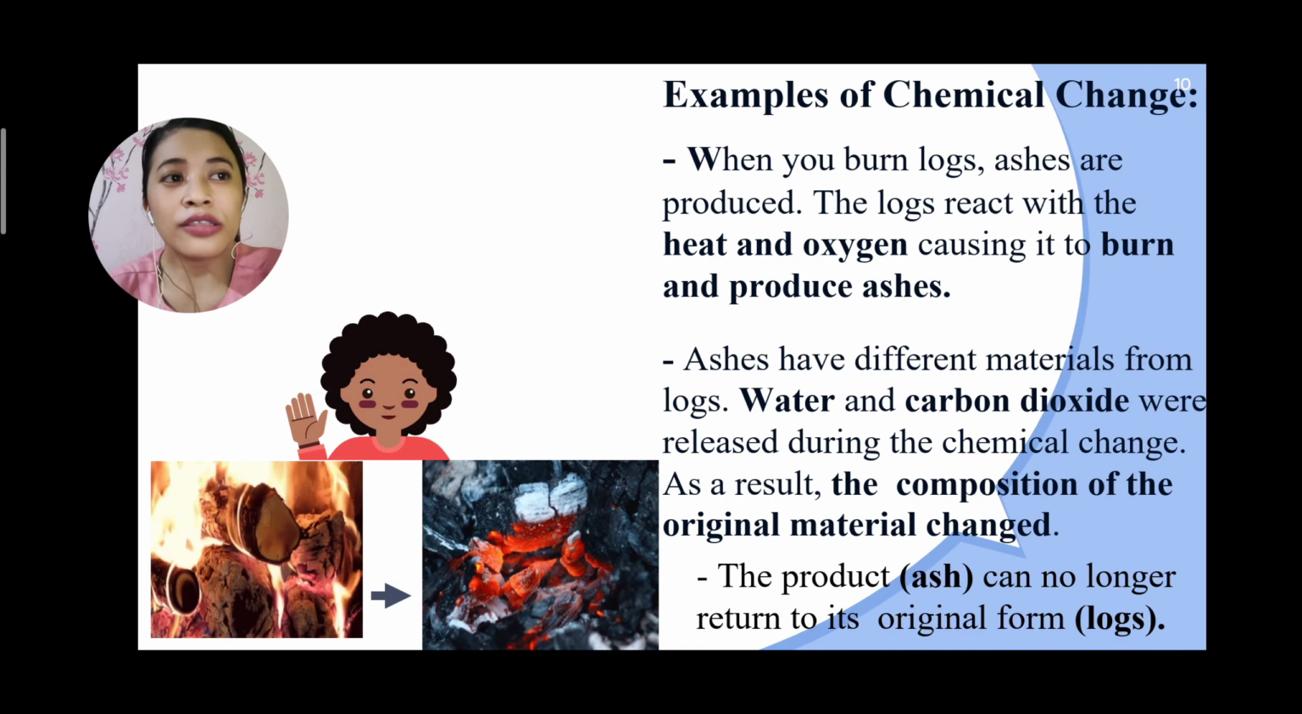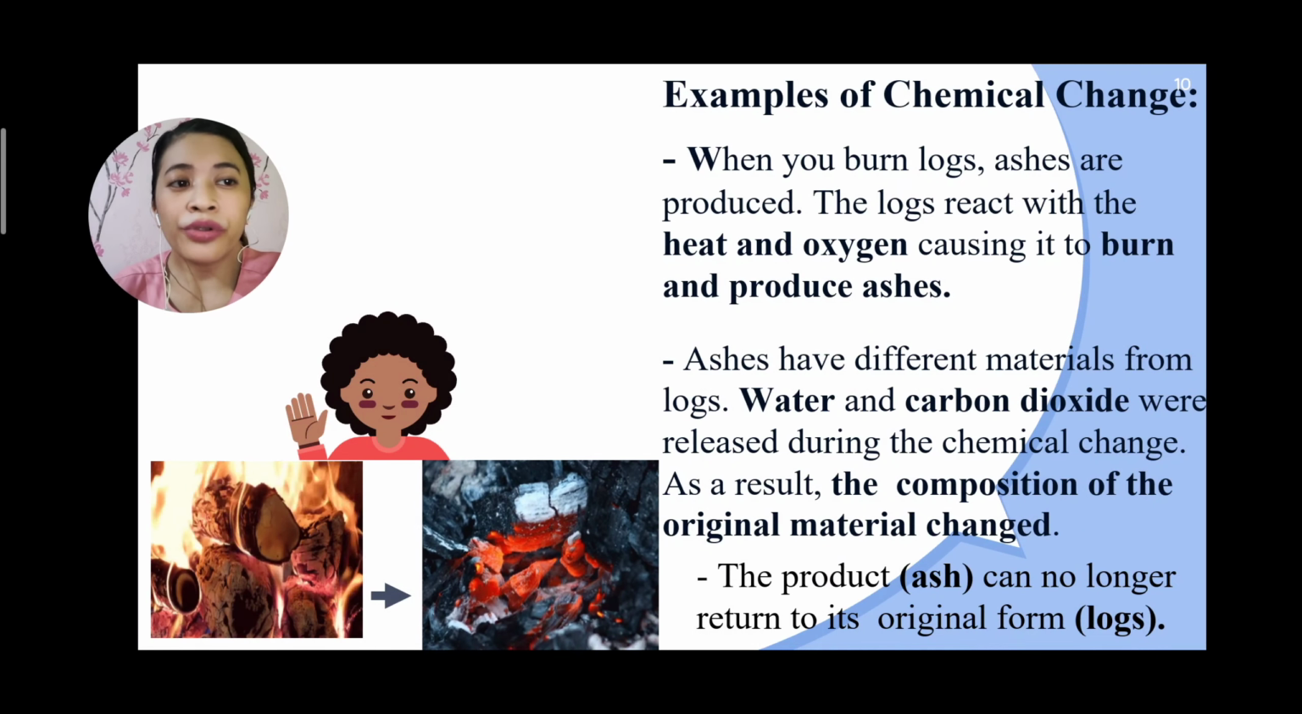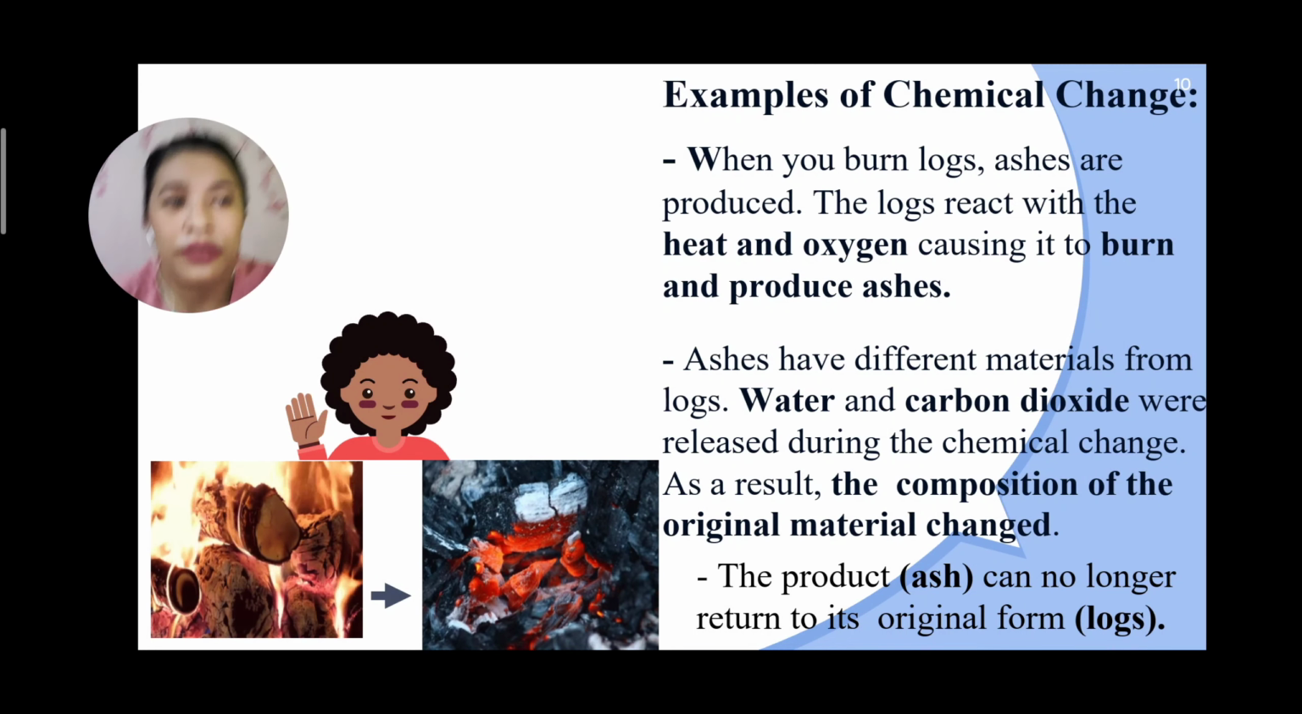When you burn logs, ashes are produced. The logs react with heat and oxygen, causing them to burn and produce ashes. Ashes are different materials from logs. Water and carbon dioxide were released during the chemical change. As a result, the composition of the original material changed. The product, ash, can no longer return to its original form as logs.